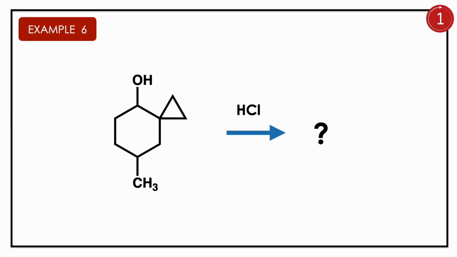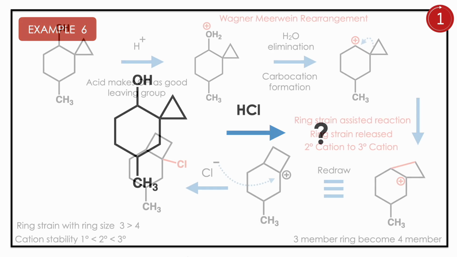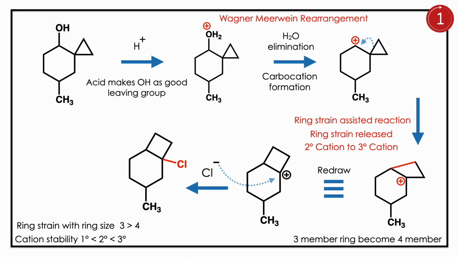Then example 6: you have cyclohexane with an alcohol and a methyl group. At the second position you have a cyclopropane, which is a fused spiro system. You are reacting with HCl. You should find the final product. Here is the same condition: you are using acid with an alcohol. So the acid and alcohol react, and you have H2O, which is a good leaving group.